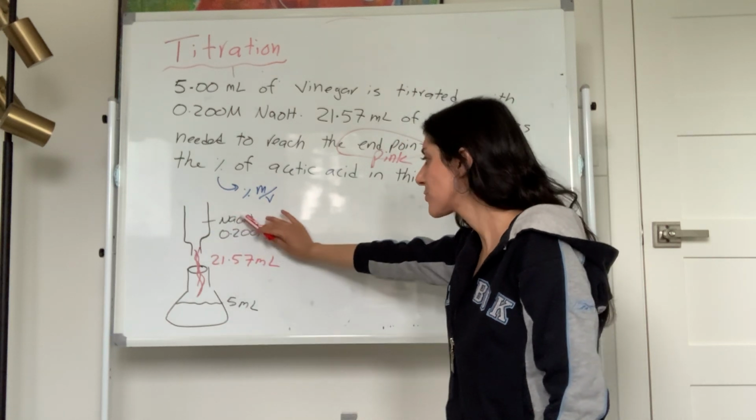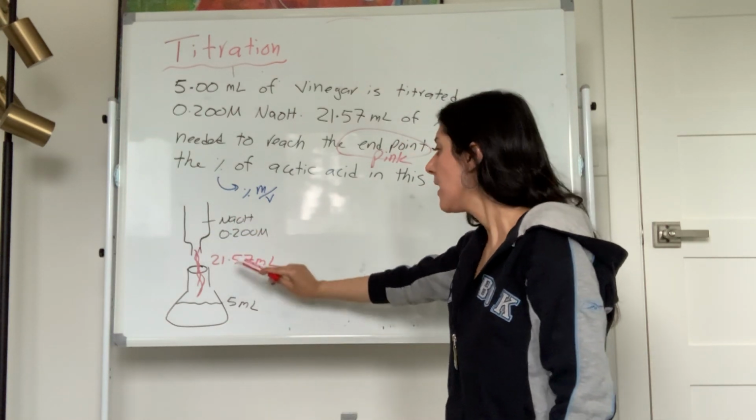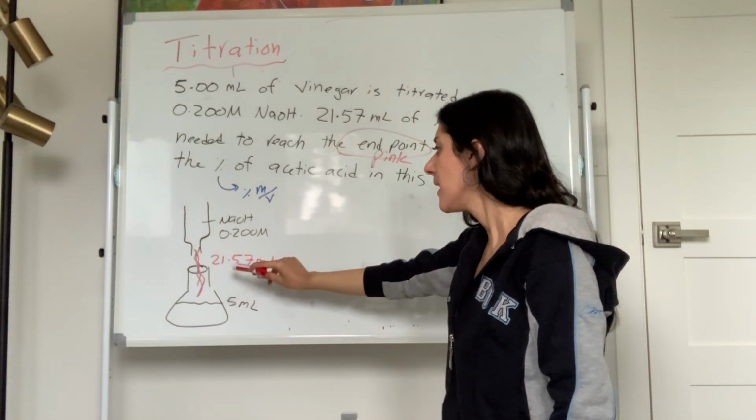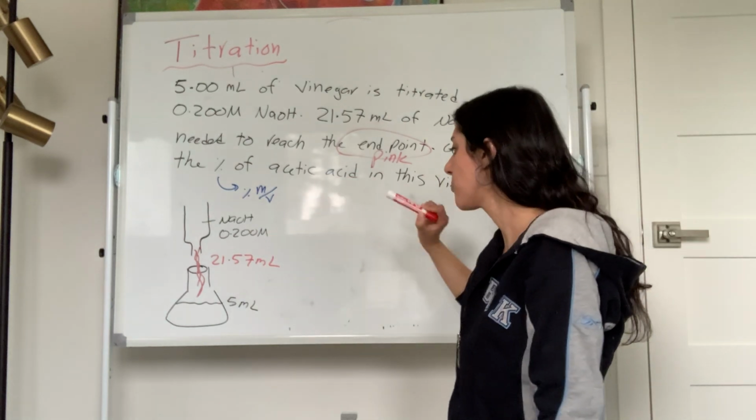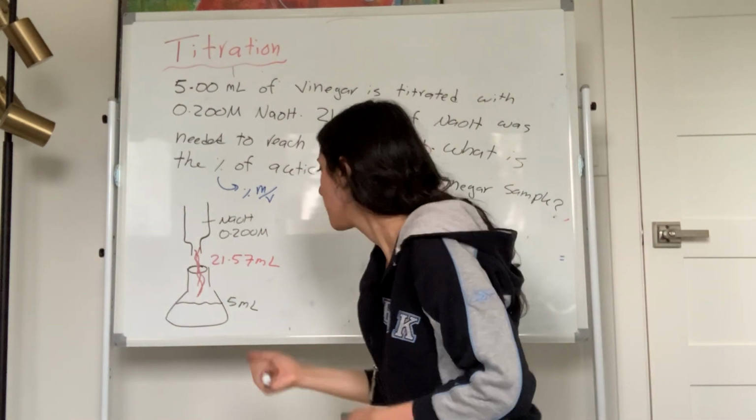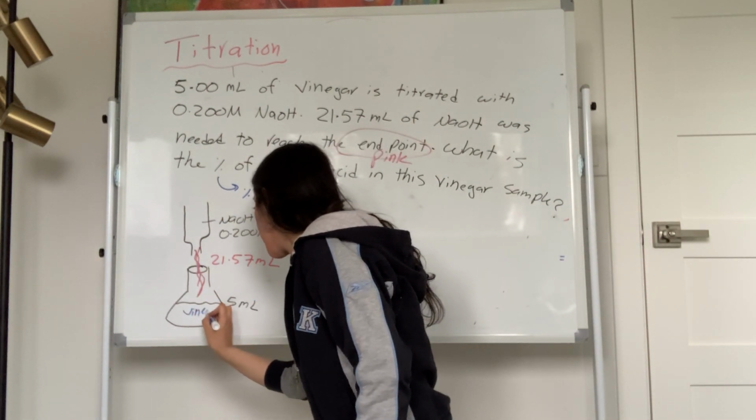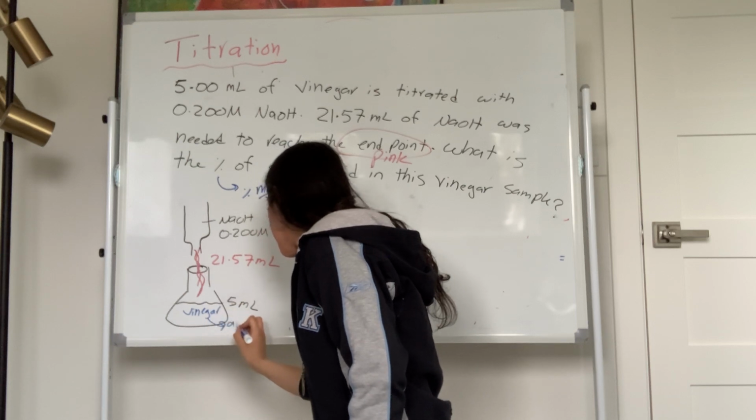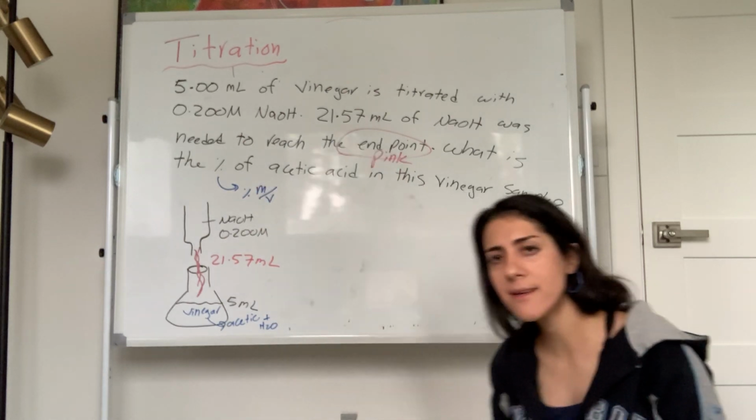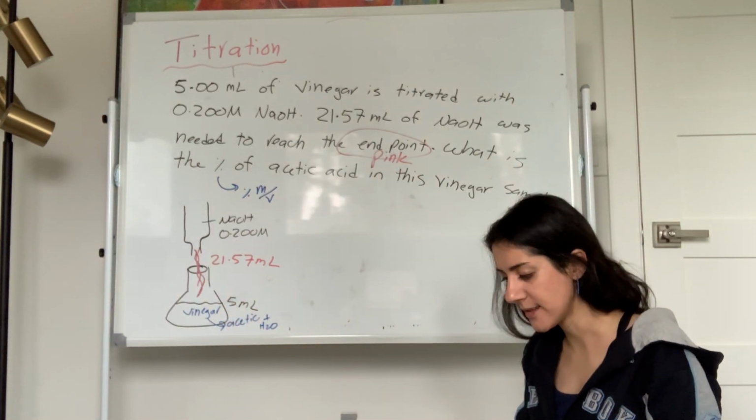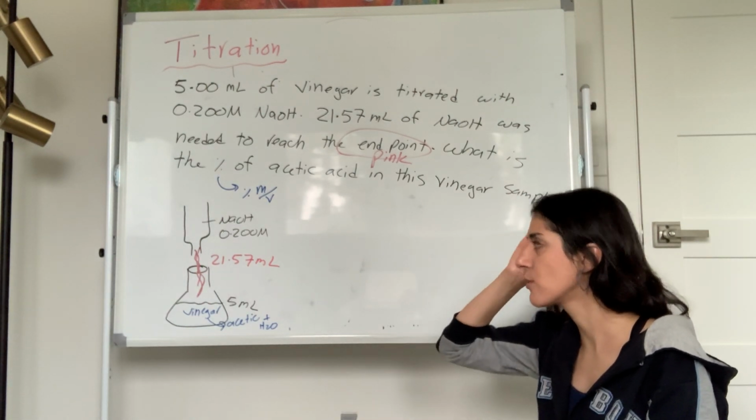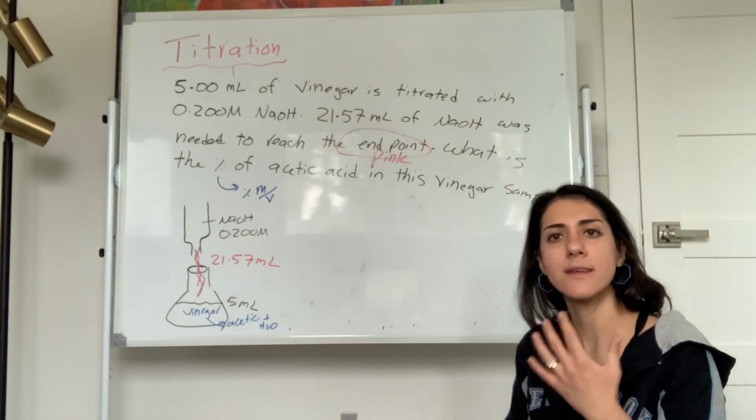So, again, let's go over this one more time to make sure you really understand this. Here's my setup. I have sodium hydroxide, 0.2 molar. I did a titration, and after 21.57 ml of sodium hydroxide, it turned pink. It reached the end point. And I want to figure out, so here's my vinegar sample, right? And remember, vinegar has acetic acid and water in there. So I want to figure out how much acetic acid was in 5 ml of vinegar, and percentage is mass over volume.